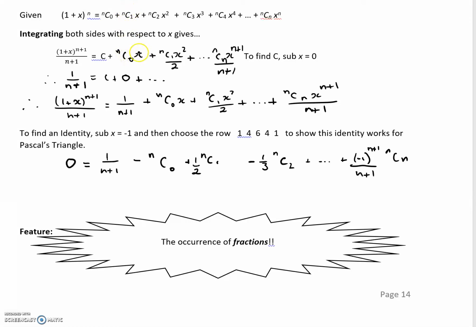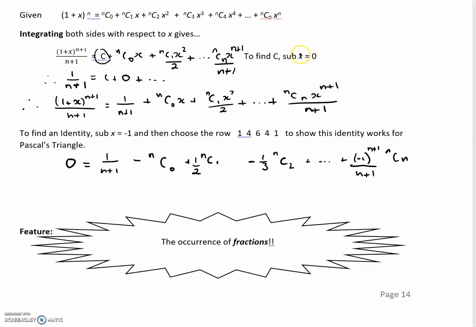nC0 x, then add 1 to the index, divide by the new index, we'll have nC1 on 2 x squared, plus doing that all the way through, and we know that there's a possibility of the constant, which we just place at the front so that we don't forget it. To find the value of the constant, substitute x is equal to 0.